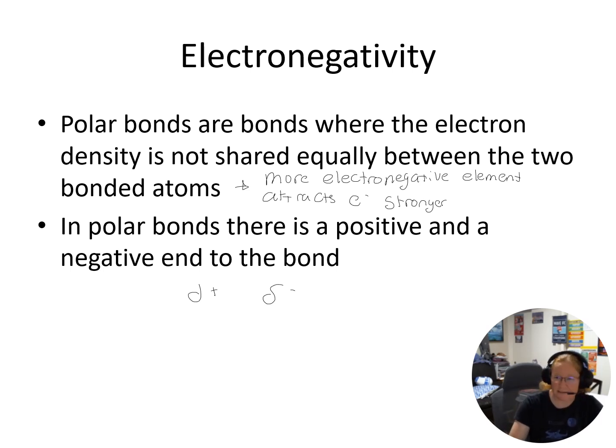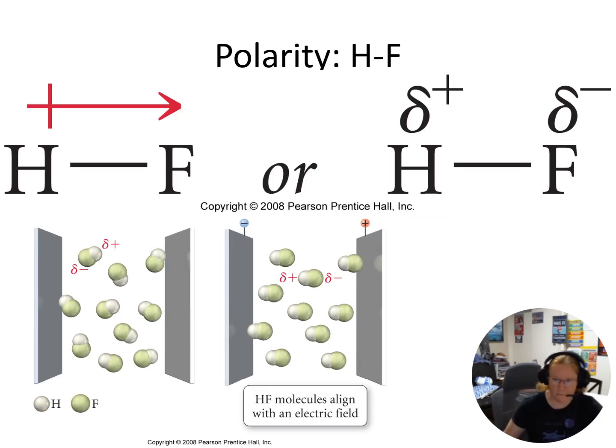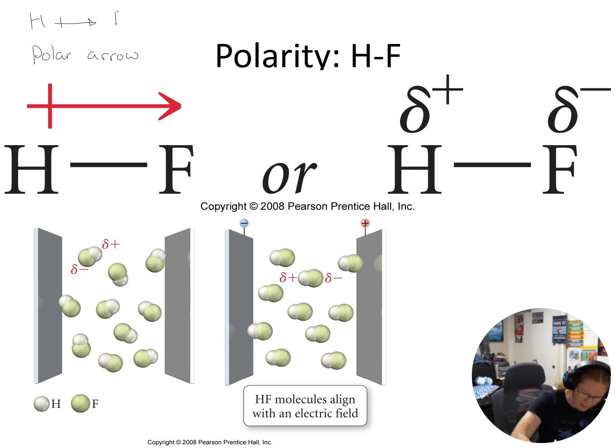Okay, so let's take a look at something like hydrogen fluoride. Hydrogen fluoride is polar. Fluorine is more electronegative than hydrogen. So I can depict this in two ways. This red arrow here is what we call a polar arrow. Sometimes you'll also see the bond itself done like that. And then here with these delta symbols, these are showing the partial charges.